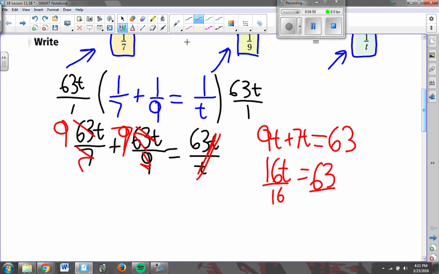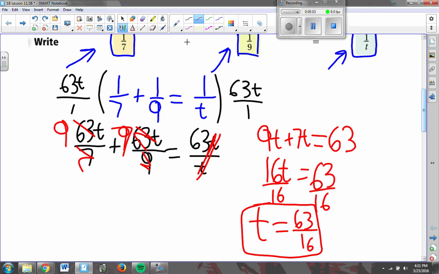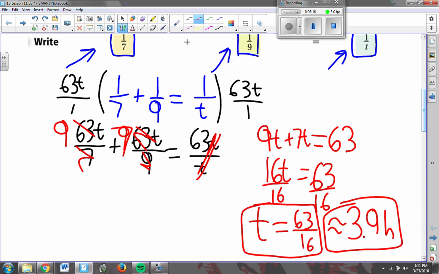Dividing by 16 gives me that together it will take them a grand total of 63 over 16 hours, which we could easily turn into a decimal by just doing a division problem. 63 divided by 16 gives me about 3.9 hours. Okay, so that's a rational expression problem that, like I said, is quite common on standardized tests. So just remember to think of it as fractions of the apartment that they're finishing in 1 hour.